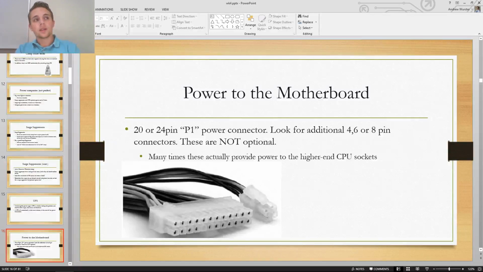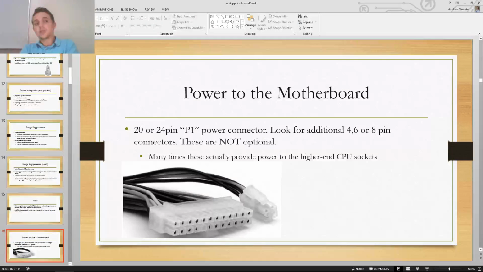So inside your PC, you'll see these connectors are rather common in almost every PC. They're pretty standard. And you'll see this giant connector. It's really frustrating to unplug and plug in because it's a rather large connector. And that provides the primary power to the motherboard and the components physically on it.